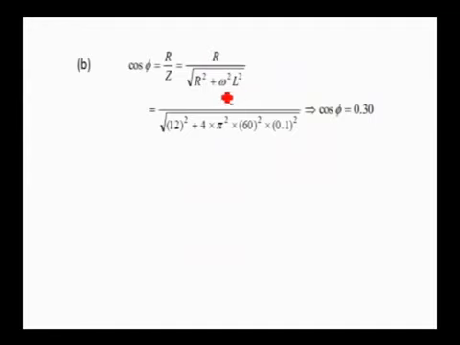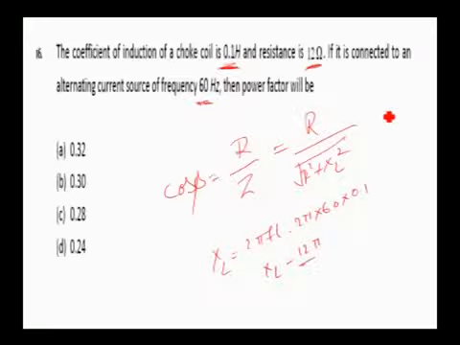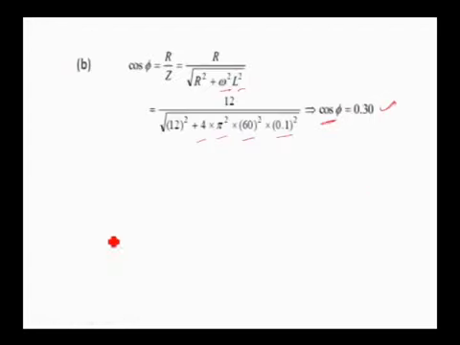Simplifying this, we have omega square L square, so 4 pi square 60 square 0.1 square. After simplifying all this, we get cos phi approximately 0.3, because if you see all the 4 options, they are quite similar, but it can be simplified. Approximately you will get the value as 0.3.